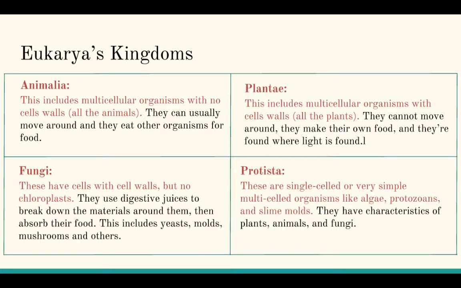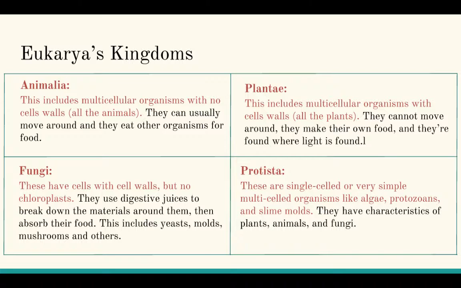The kingdom Plantae includes multicellular organisms that do have cell walls, and that's all the plants. They can't move around, they make their own food, and they're found where light's found. Fungi, that's what you want to take to a party, is a real fun guy. These have cells with cell walls, but they don't have chloroplasts, so they don't make their own food like plants do. They actually use their own digestive juices to break down the materials around them, and then they absorb it. These are things like yeasts and molds and mushrooms.